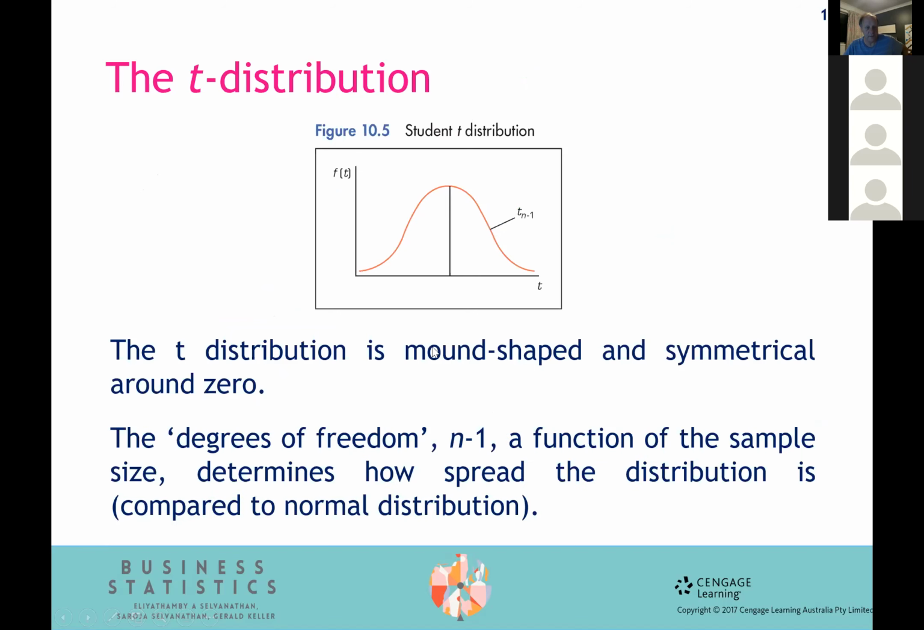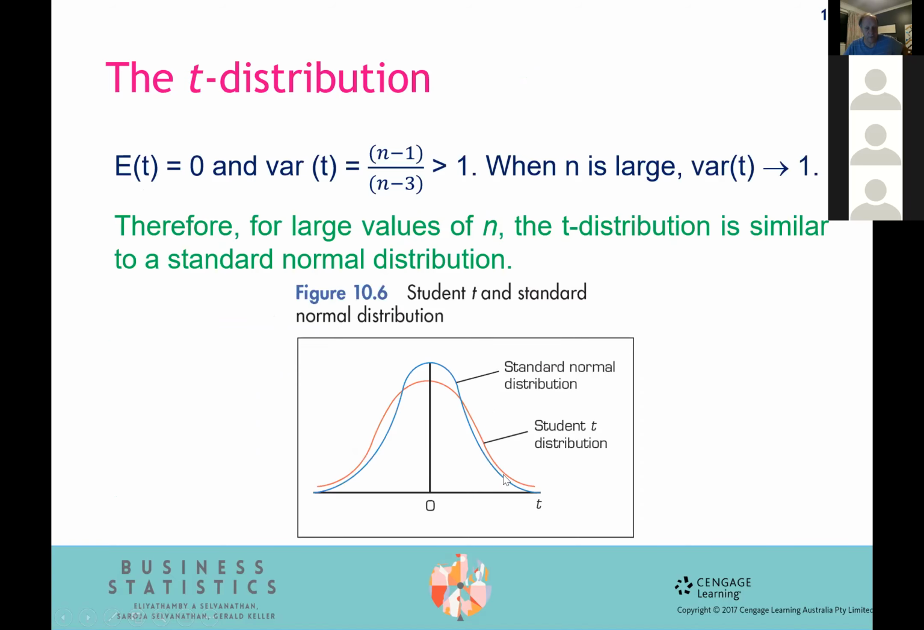So you can see it's similar to a normal distribution, but if you compare it, it's slightly wider. Can you see it's slightly wider than a normal distribution? So the student T distribution is the one that you need to know about, and it's slightly wider than the normal distribution. Okay. So when n, which is the sample size, is big, it's very similar to a normal distribution. But fortunately, Excel has got the T distribution built into it, so we don't have to worry too much about it.